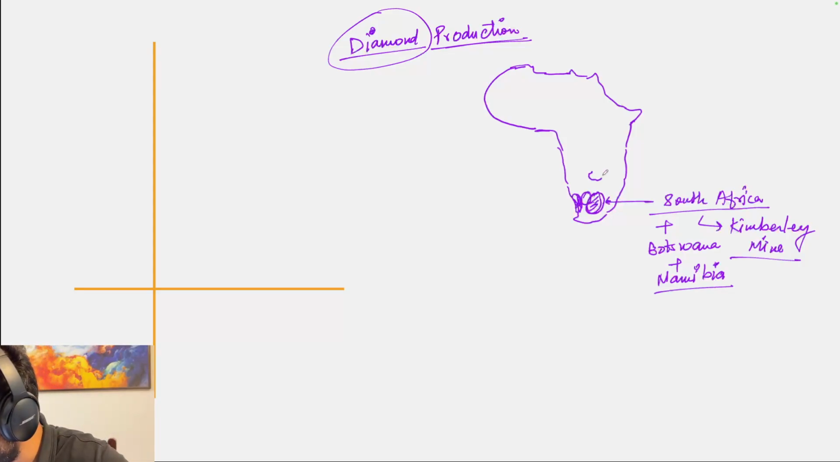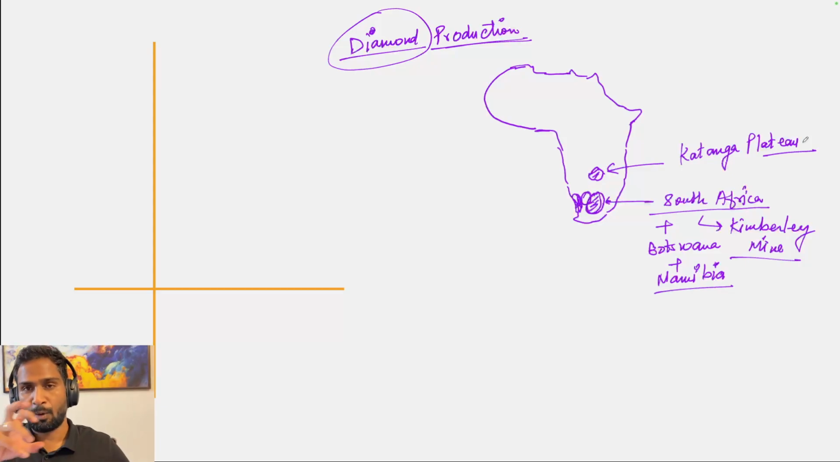If you remember over here, I had discussed a plateau called the Katanga Plateau. When I discussed mountains, plateaus and all of this, I told you about the Katanga Plateau. So the Katanga Plateau is also rich in diamond deposits. In fact, the Katanga Plateau is famous for copper production, cobalt production, diamond production, as well as platinum production. So next we'll see platinum production.